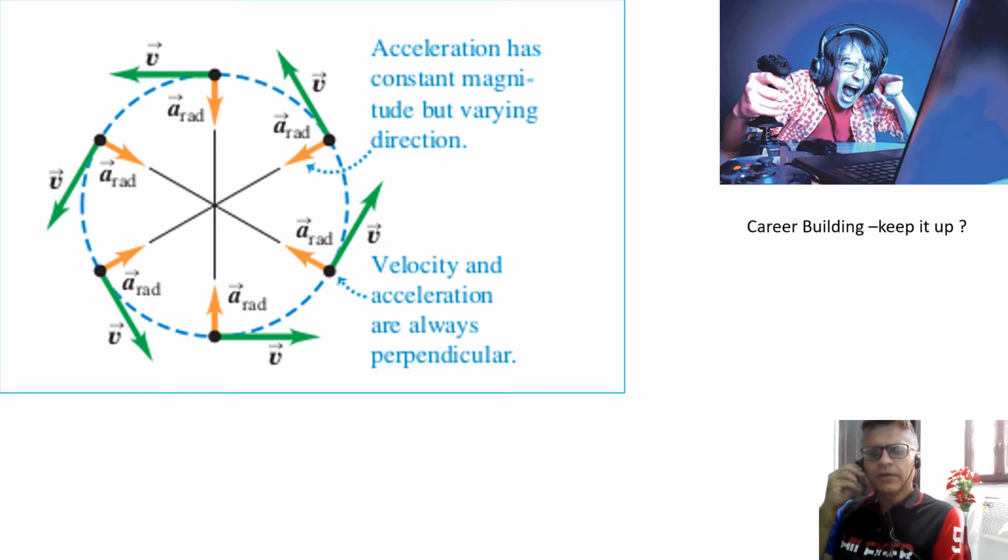So this particular video is on uniform circular motion. If you see the diagram, you can see the important points of uniform circular motion. The acceleration is always towards the radius, and the velocity is perpendicular to acceleration, right? This is tangential velocity, and acceleration is radial in nature.